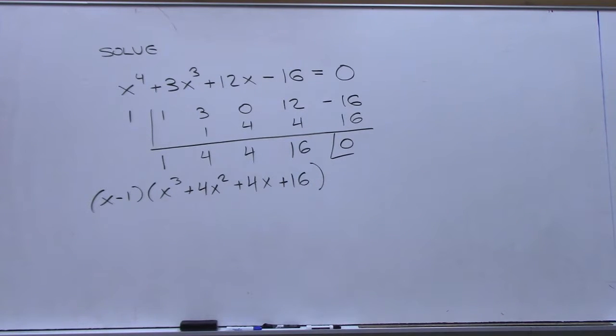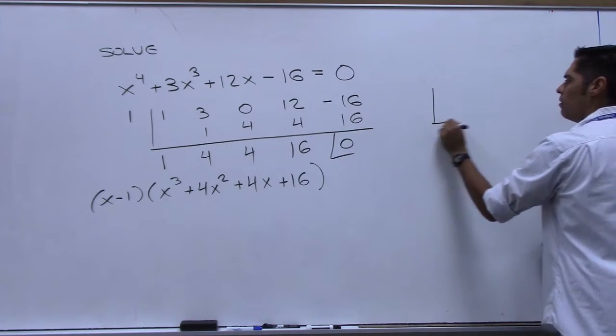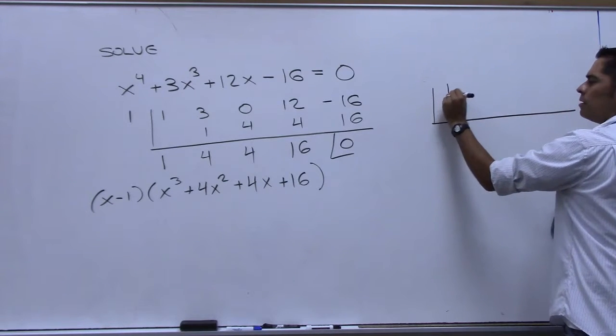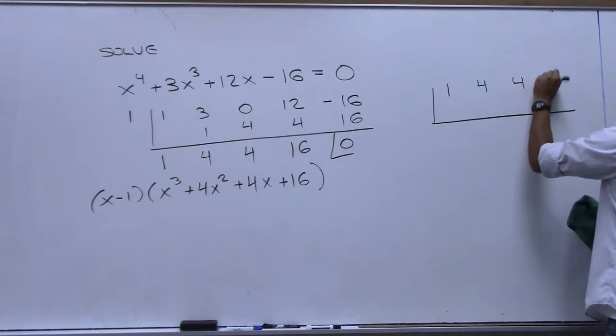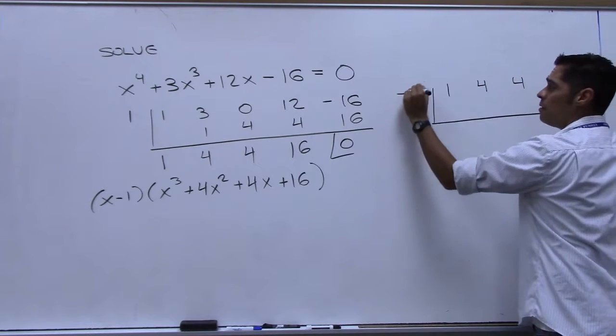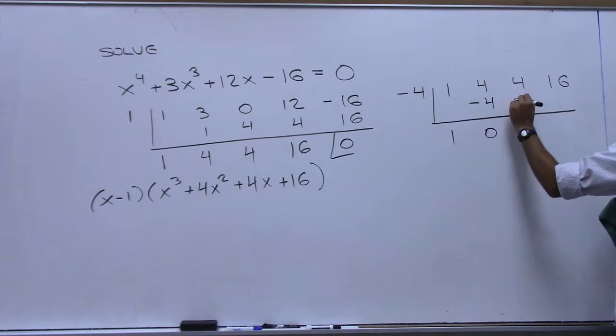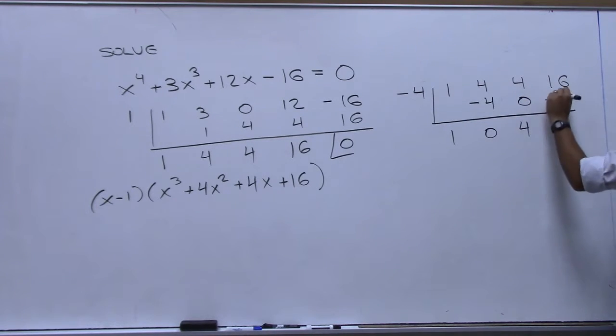Did you do synthetic again, or did you do grouping? No, I just did the synthetic again. You did synthetic again? Okay, if you did synthetic again, it wouldn't work until negative 4. So let me do that. 1, 4, 4, 16. It worked with negative 4? 1, negative 4, 0, 0, 4, negative 16, and 0. So you got that?